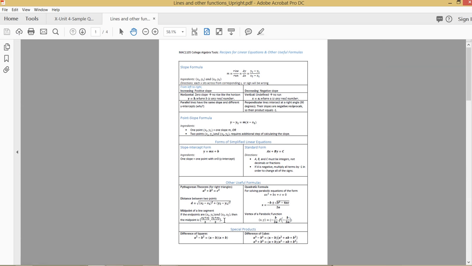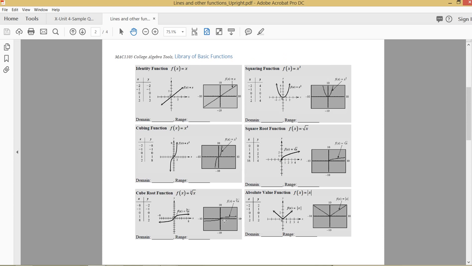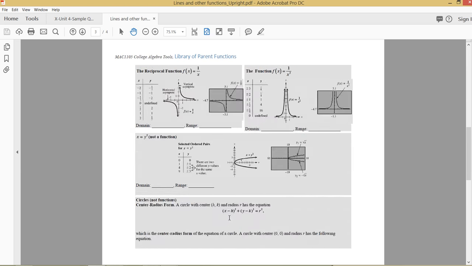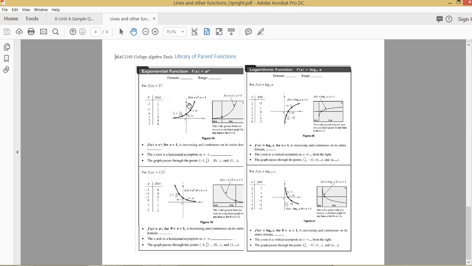In this handout, it starts off like this, and then there's all the basic parent functions and the reciprocal function. These are rational functions, and then you have the exponential functions right here on the left hand side, and then the inverses of those, the logarithmic functions, on the right here. So 4.2 is what these two are from.